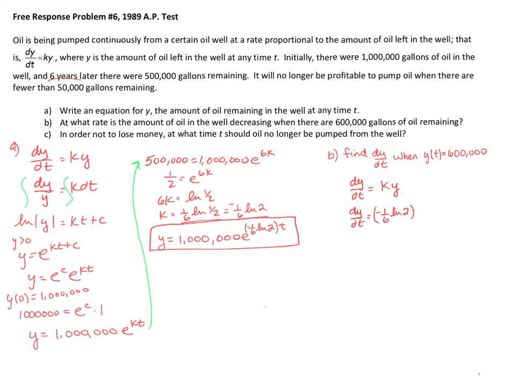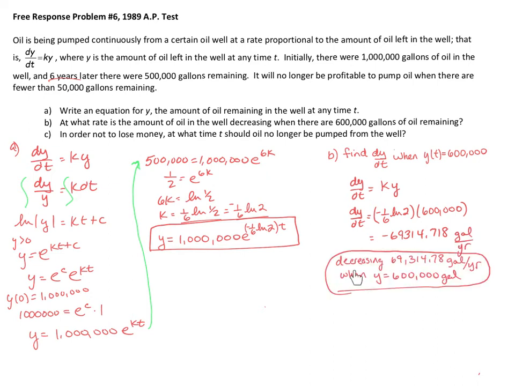We're supposed to find dy/dt when y is 600,000, so we put 600,000 in for y. We simply get out a calculator and we end up with negative 69,314.718 gallons per year. So the amount of oil in the well is decreasing by about 69,314.78 gallons per year when there are 600,000 gallons. When there are 600,000 gallons of oil in the well, it's decreasing by that much each year.